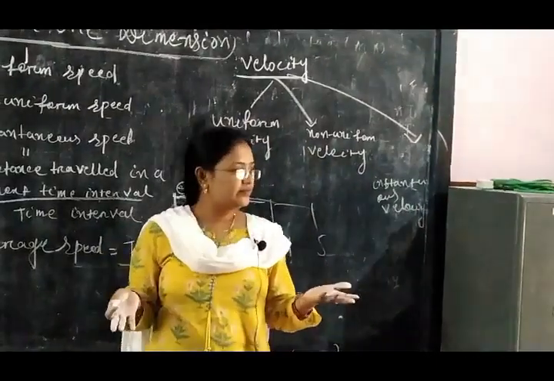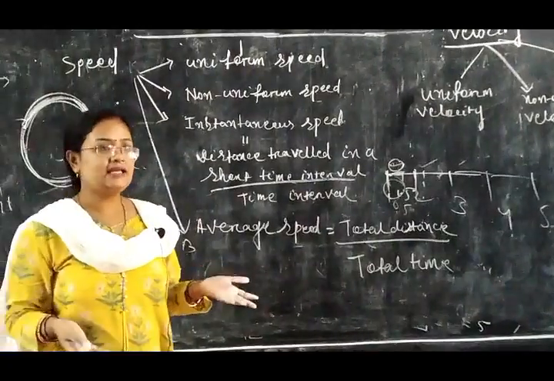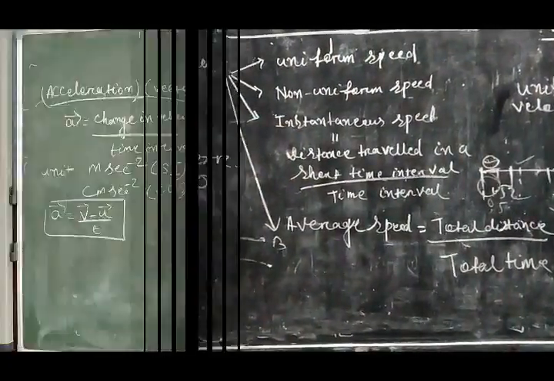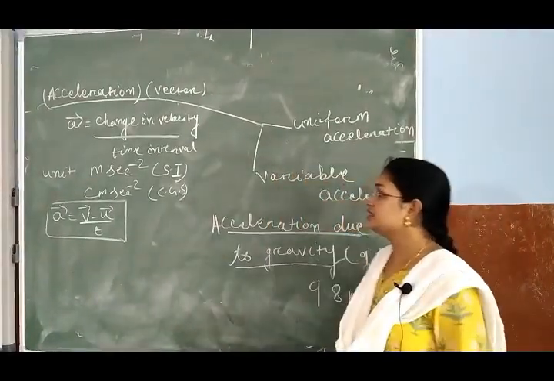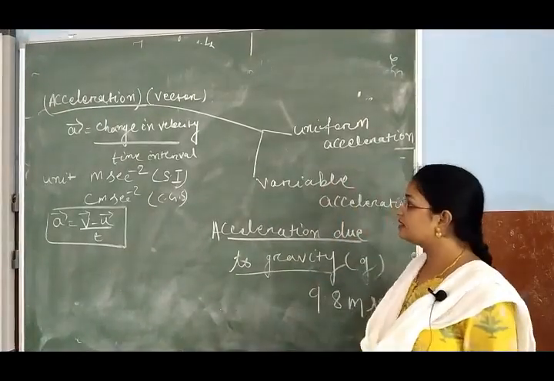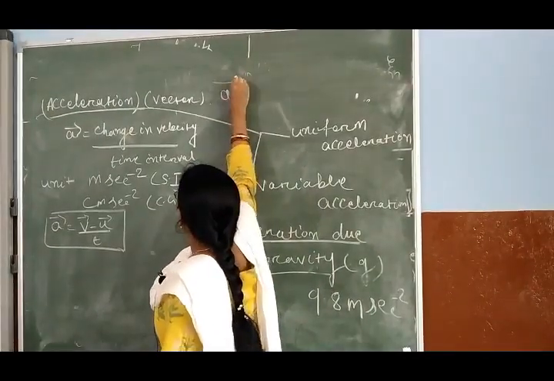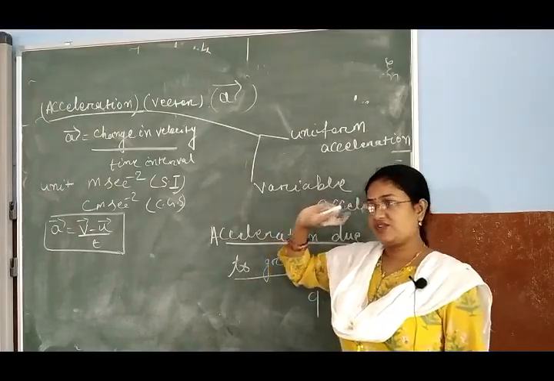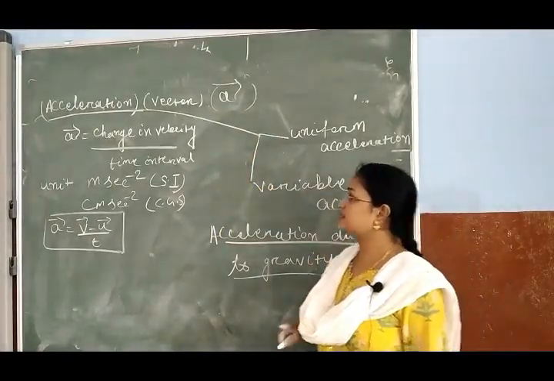Okay, and how will we calculate the velocity? Velocity is your change in displacement by change in time. Understood? Okay. Now you see the acceleration. Acceleration is also a vector quantity because acceleration also has direction, and acceleration is denoted by small a with an arrow mark. Whenever you write acceleration, try to put the arrow mark every time. So acceleration is a vector quantity.